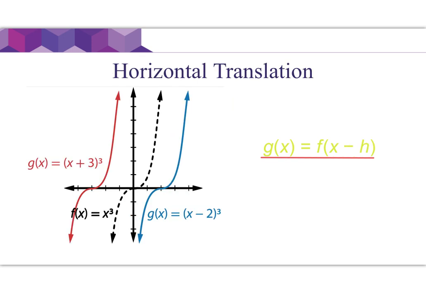A horizontal translation then moves it left and right. The standard form here is f of x minus h. I want to point out that this standard form has a minus there. That's really important because what you'll notice is that if your h is positive, technically it looks negative. So here my h is positive, and it moved to the right. Here, my h is a negative. Minus a negative makes that plus, and it moved to the left.